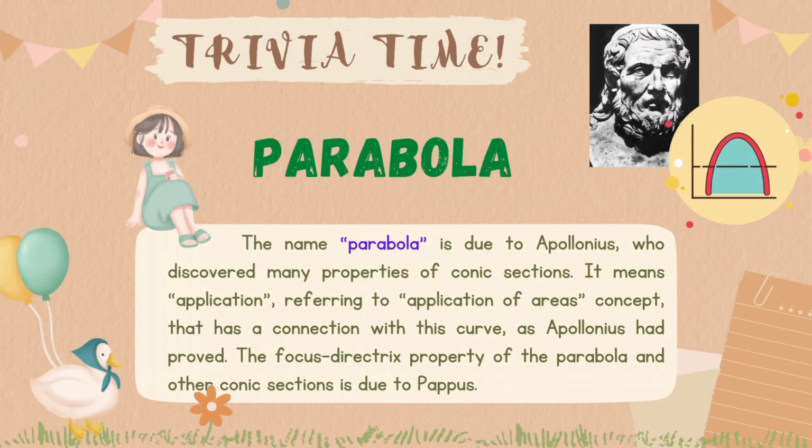Trivia time! The name parabola is due to Apollonius, who discovered many properties of conic sections. It means application, referring to application of areas, a concept that has a connection with this curve, as Apollonius had proved. The focus-directrix property of the parabola and other conic sections is due to Pappus.